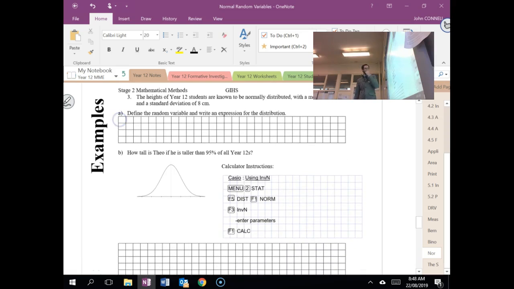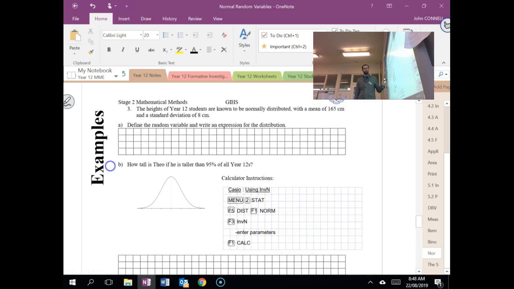We're up to question 3, and we're talking about the heights of Year 12 students, which are known to be normally distributed with a mean of 165 and a standard deviation of 8. Remember, this is how they're going to mention it in the exam. They're not going to use X tilde N(165, 8). They're just going to give it to you in a sentence.